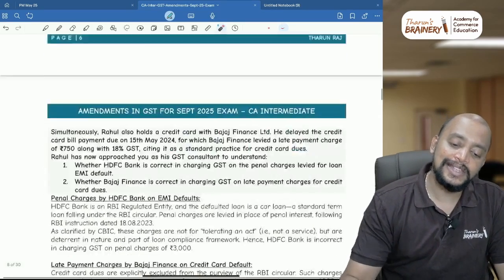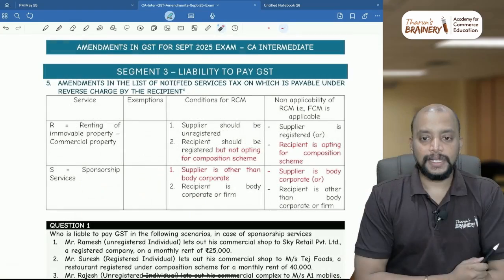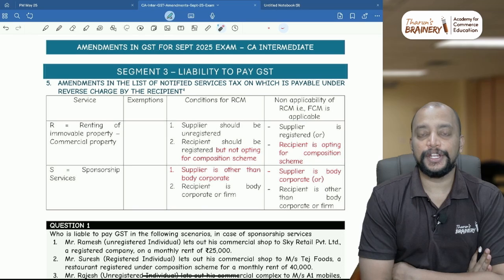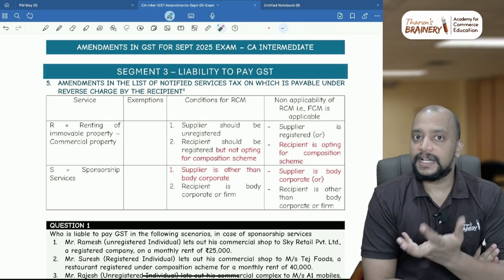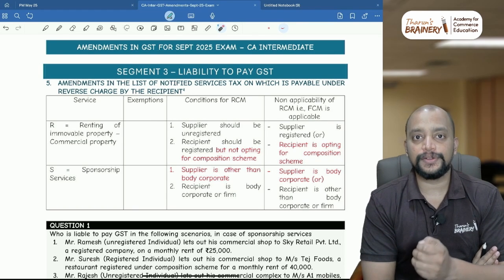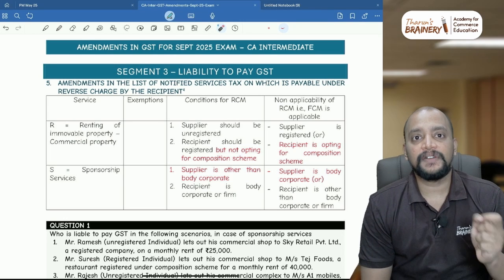Okay. So like this they can connect the points and they can make a question. Okay. The next amendment that we are going to see is related to liability to pay GST. In this, we have RCM. We know that section 9 subsection 3 read with notification 13/2017 has a list of activities, a list of services which are covered under RCM.